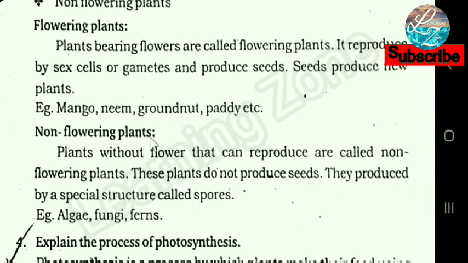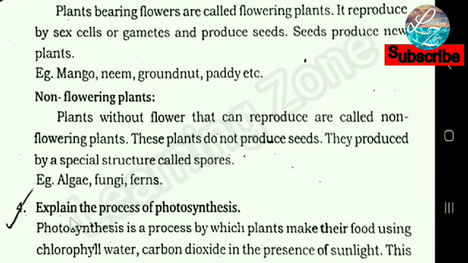Non-flowering plants. Plants without flower that can reproduce are called non-flowering plants. These plants do not produce seeds. They reproduce by a special structure called spores. Example: algae, fungi, ferns. Explain the process of photosynthesis.